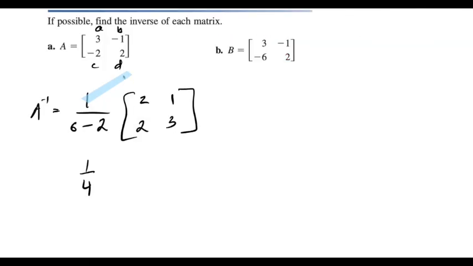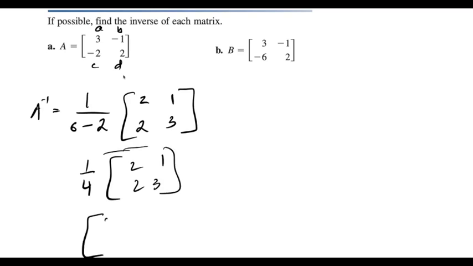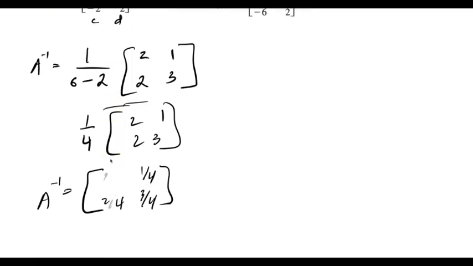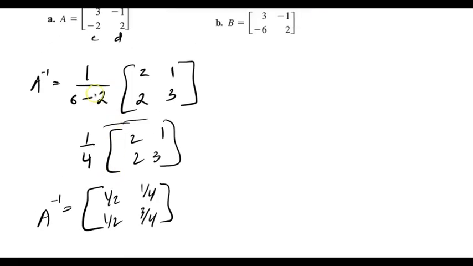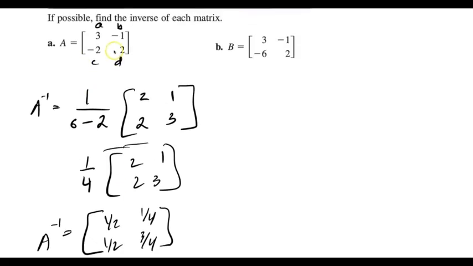We get 1 over 4 times 2, 1, 2, 3, and then we distribute all the way out. 2/4, 1/4, 2/4, 3/4. And that's my inverse. I mean, I could reduce 2/4 and 2/4 to 1/2. So let's just do that real quick. Make me feel better about myself. And there we go. That's the inverse of A. We can multiply them and check it.